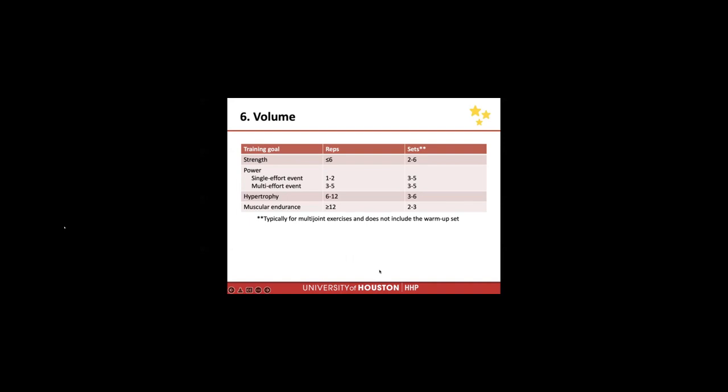Volume for resistance training. Again, the reps and sets are going to be based on the training goal.